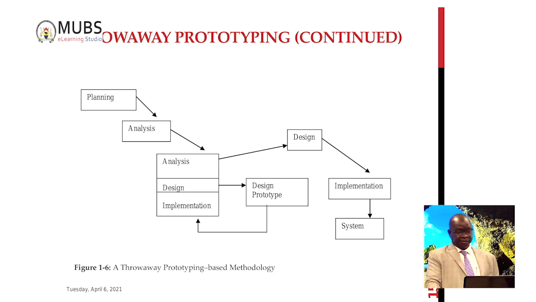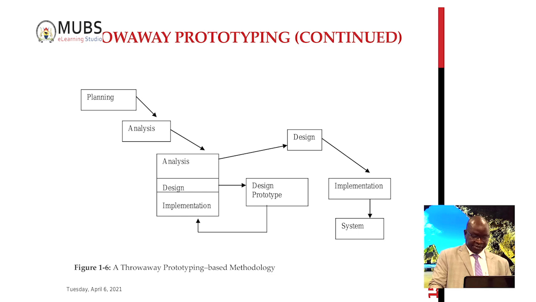Now, this is a diagrammatic presentation of throwaway prototyping. There's common planning done for the entire system. After that, overall analysis is done. Then there's this arm of work where part of analysis is done for a particular feature, design is done, and implementation is done to get what we call a design prototype.